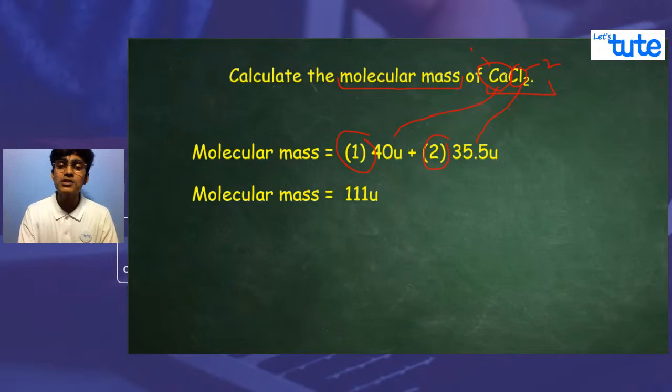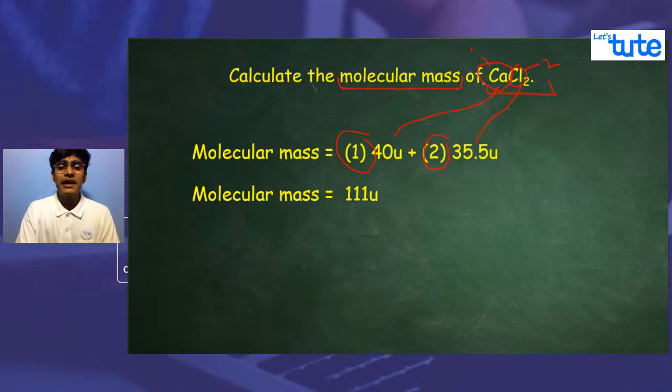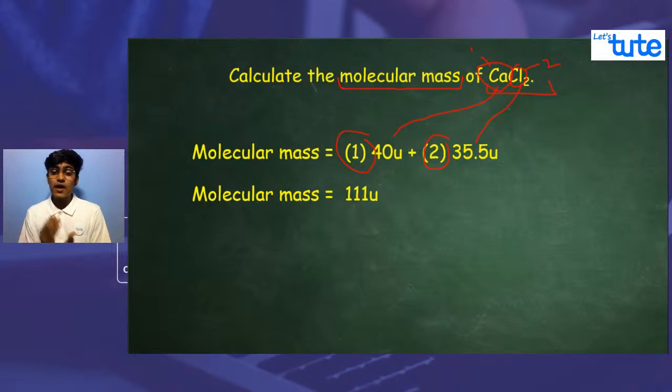So what is the atomic mass of calcium? Now, what is atomic mass? Atomic mass simply means the mass of a particular atom. So the mass of calcium is 40 U and the mass of chlorine is 35 U. We simply multiply it by the number of atoms. In this case, chlorine has two atoms and calcium has one atom. So we multiply and add. I hope this doubt is clear to you.